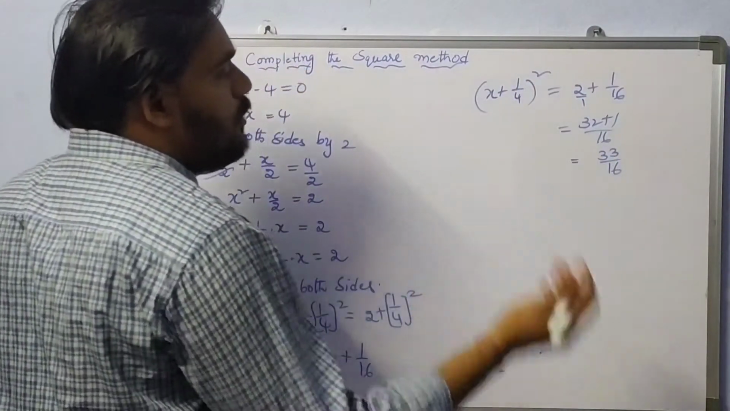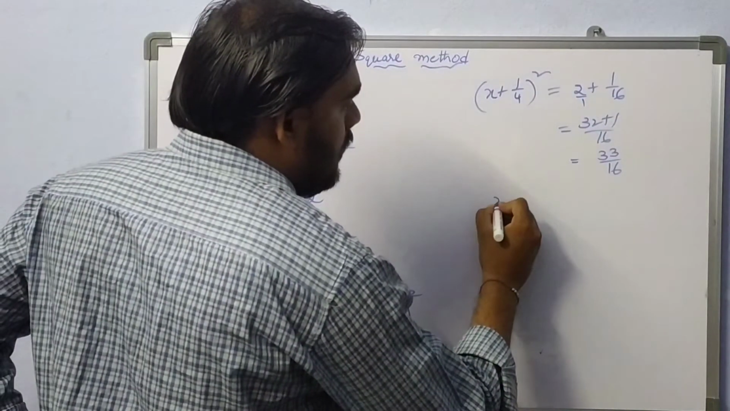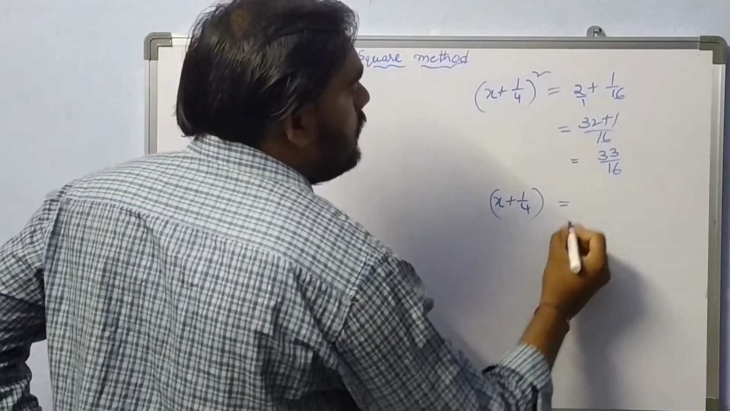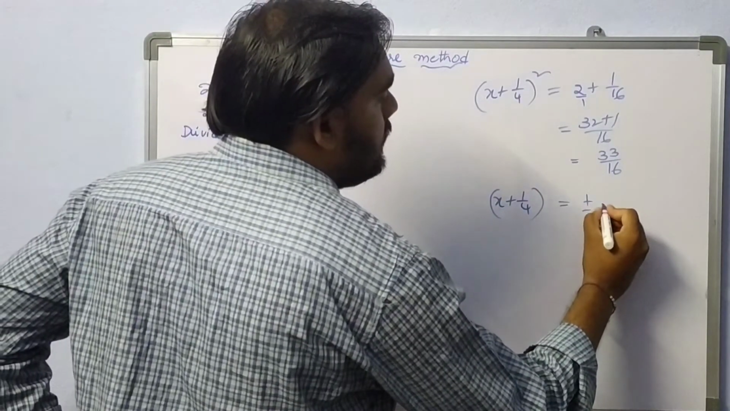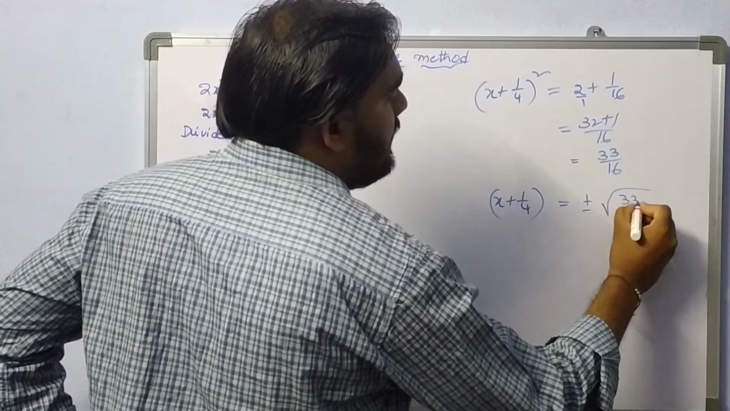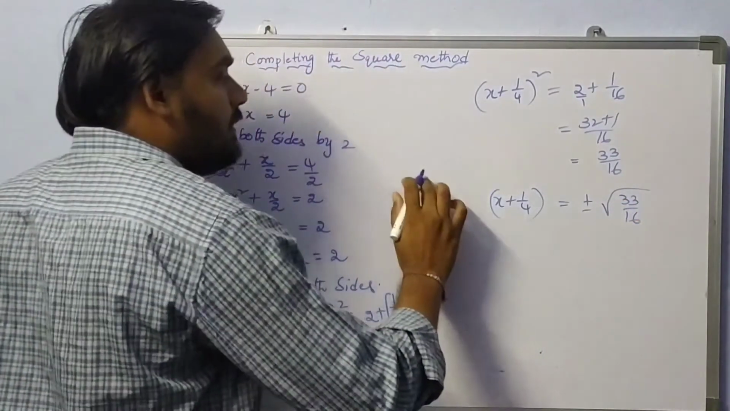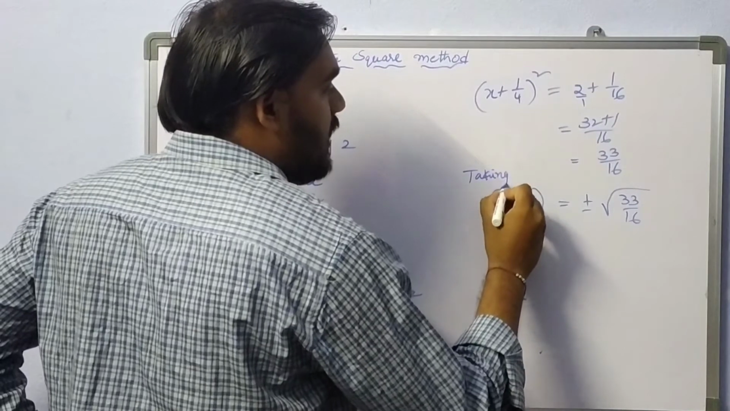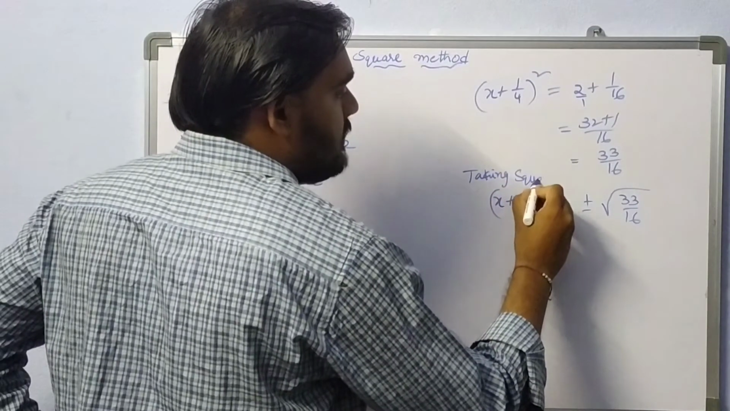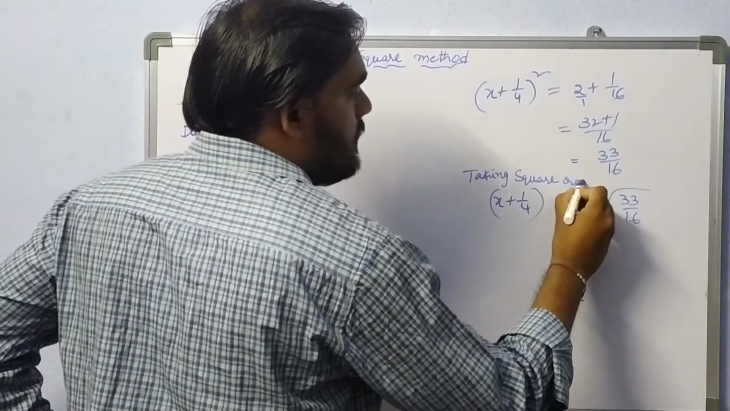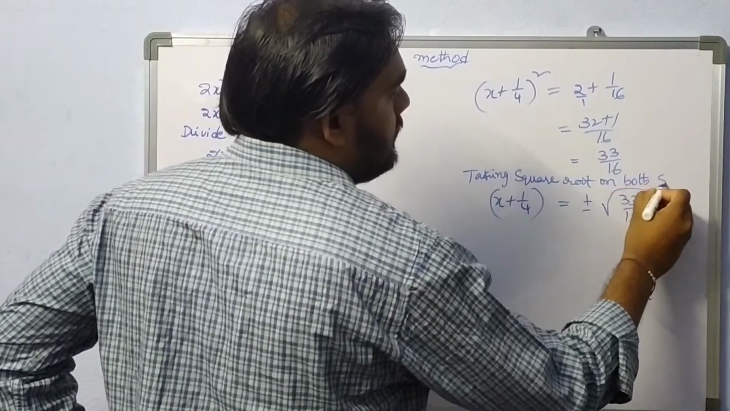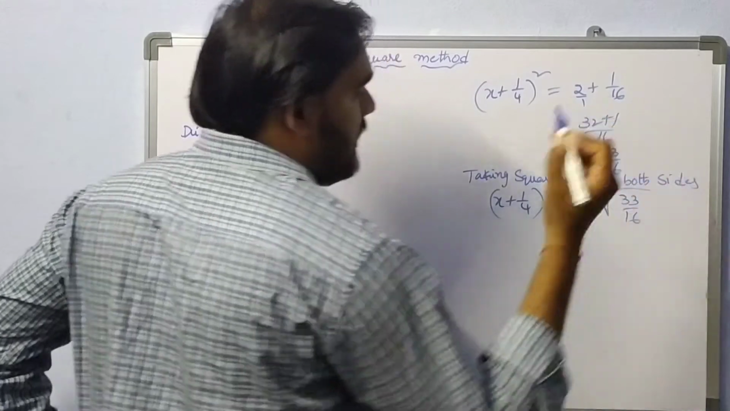Now taking square root on both sides, at that time x plus 1 by 4 is equal to plus or minus square root of 33 by 16. Here taking square root on both sides.